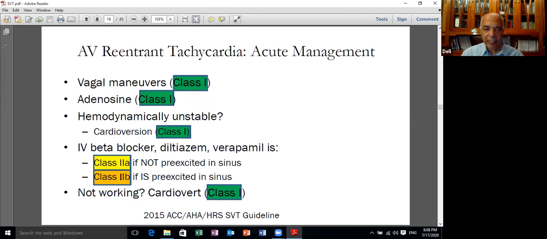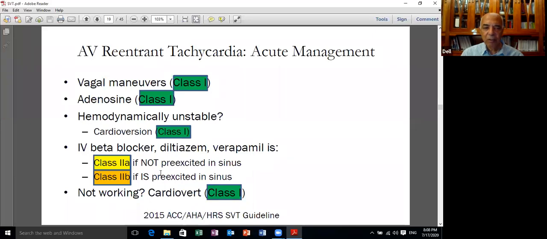What determines that? If the patient is not pre-excited in sinus rhythm, the accessory pathway conducts only retrogradely, doesn't conduct anterogradely. So this means that it is a safe accessory pathway. If atrial fibrillation occurs, it doesn't conduct to the ventricle and produce ventricular fibrillation. So under these circumstances, if we block the AV node, the accessory pathway will not conduct the sinus impulse. So as a result of that, it is labeled 2A.